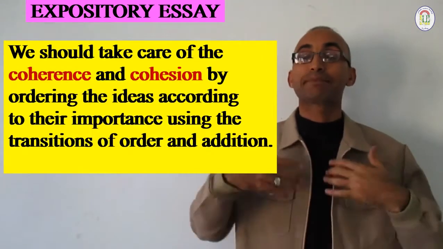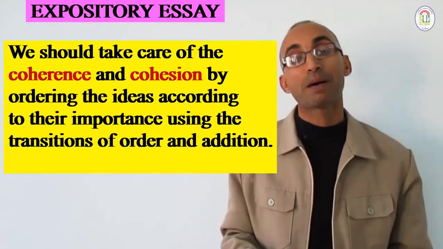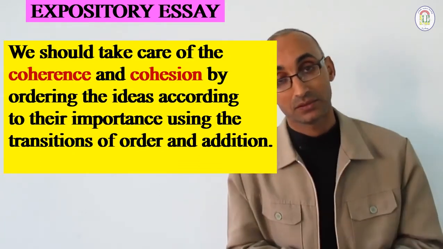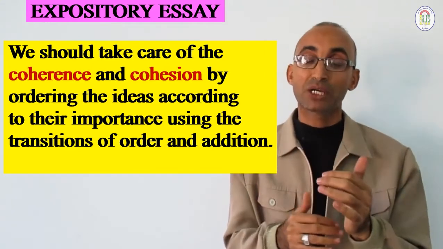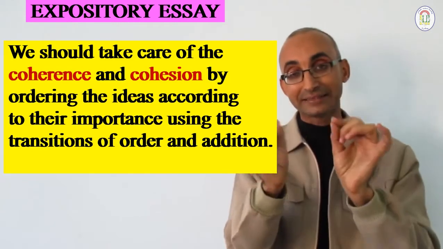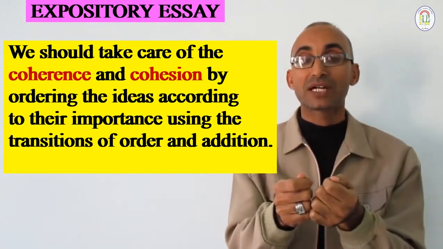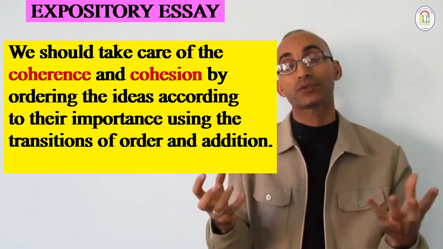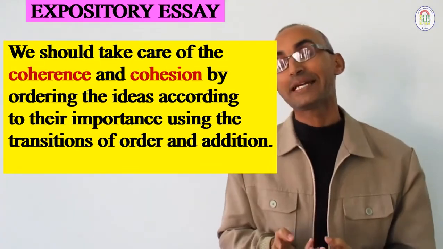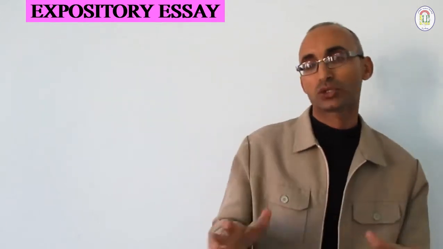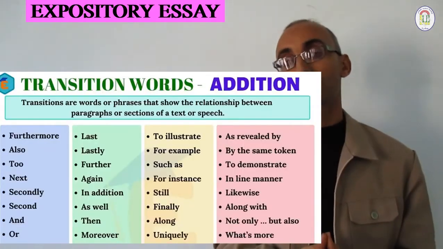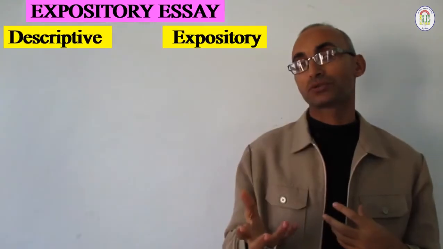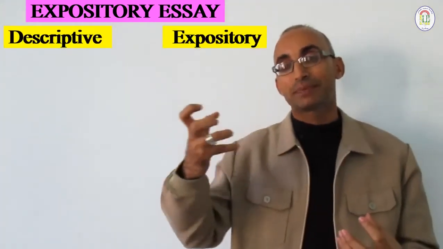Clear? Also, we should keep the coherence and cohesion of our essay parts through using the order of importance, logical order of my ideas, my information, main ideas, how to explain every idea smoothly, and how every paragraph leads to the other, of course, thanks to the use also of transitions. Transitions are very important to create a smooth flow between the essay parts. First, second, moreover, in addition, usually use here the addition transitions. Clear? Transitions. Right.